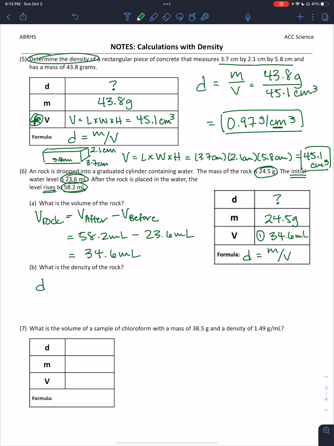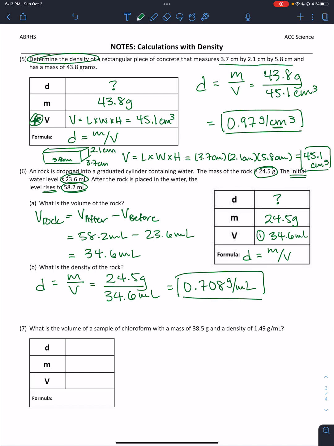So I come down for part B, put in my formula, and then I take the 24.5 grams and divide it by my volume value, which was 34.6 milliliters. And I find that this rock has a density of, oh wait, I forgot to calculate this one. Hold on just a second. Let me get a calculator. Okay, so 24.5 divided by 34.6. We find we have a density of 0.708 grams per milliliter.